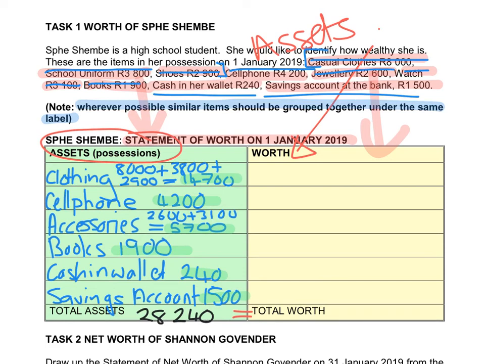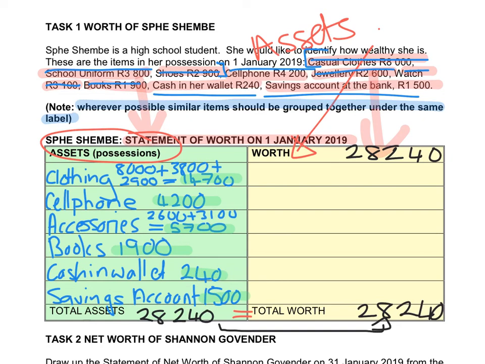But now we still need to know how much is she worth, or how wealthy is she. So going back to what we said earlier about green equaling yellow, we can literally take that 28,200 and say that that is her total worth. And then you also fill it next to worth over here. Again, the reason why will be explained to you later on. Just know that that is how you fill it out.